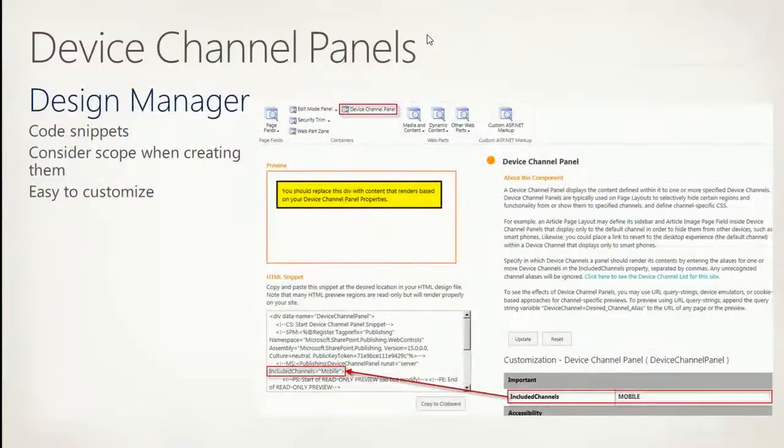So after you make your device channels, you need to create a mechanism to implement it on your pages in your SharePoint site so that SharePoint can react to the device channel and only show the content specific to the channel corresponding to the device that's currently accessing your site. To do that, you will go into what's called the Design Manager.